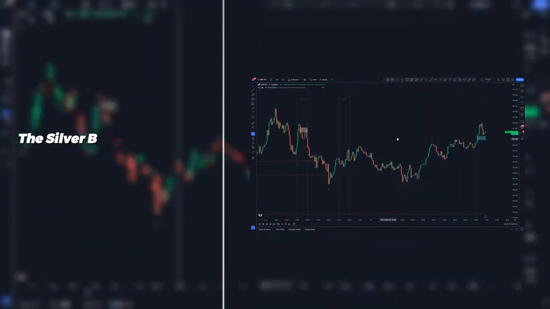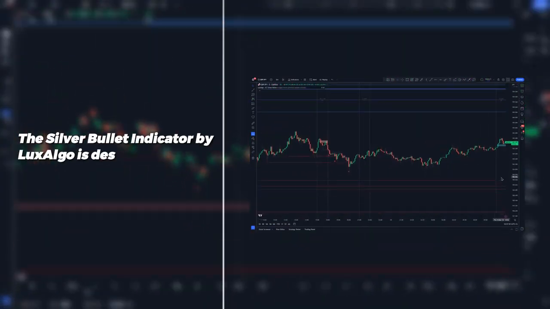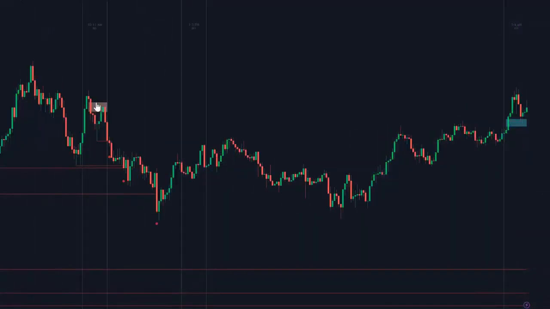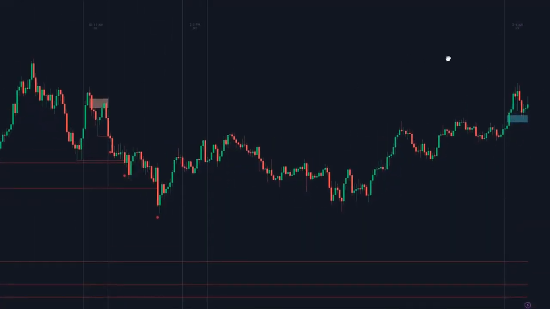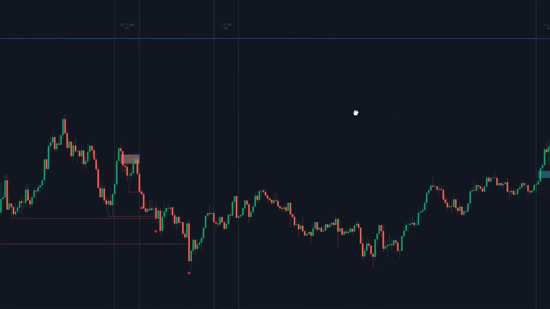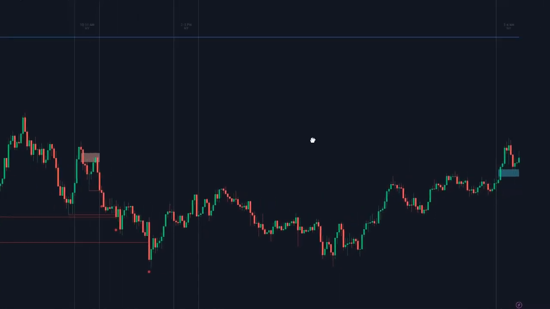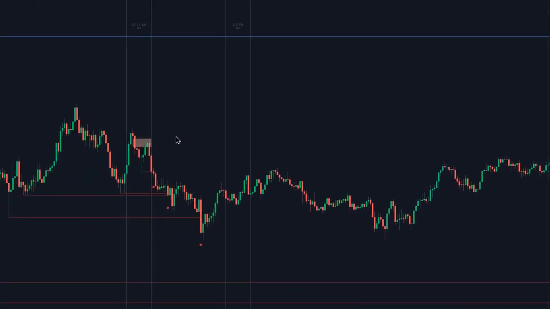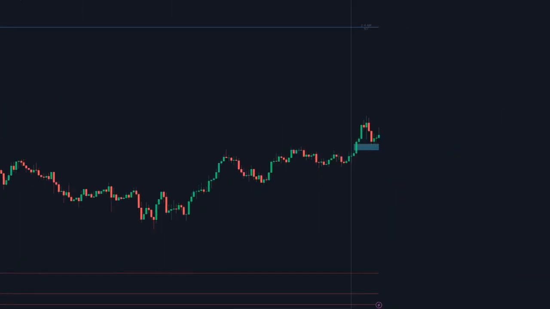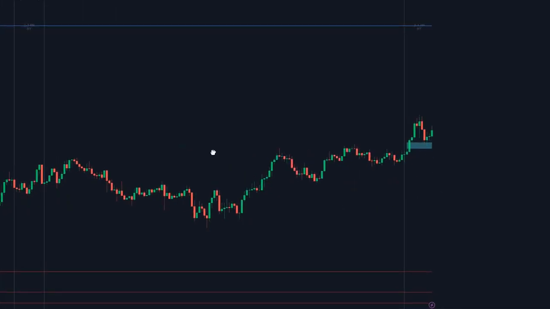Now, the Silver Bullet indicator by Lux Algo is designed based on a concept from ICT. This indicator focuses on identifying and utilizing fair value gaps that form within specific 1-hour intervals known as silver bullet windows. These windows are predetermined times when the market shows potential for significant price movement, and the indicator aims to capture these opportunities by highlighting potential support and resistance levels as well as fair value gaps that traders can use.